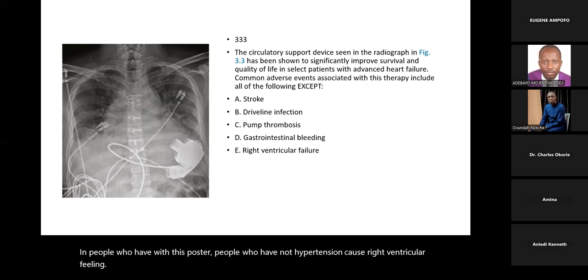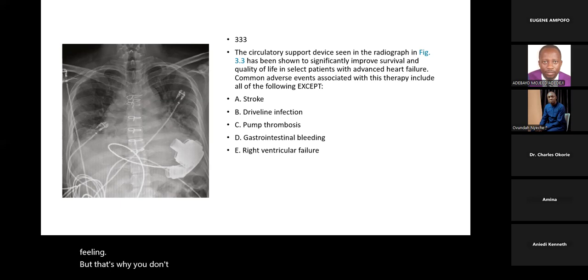That's why you don't mix a good battery, a strong battery, and a weak battery. Weak battery. Dr. Gunda.